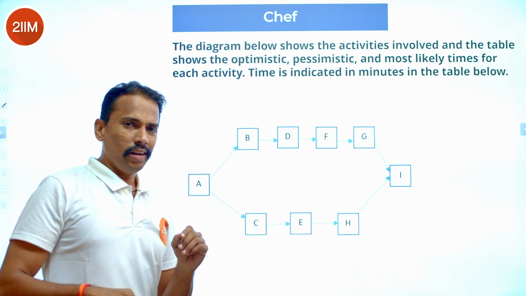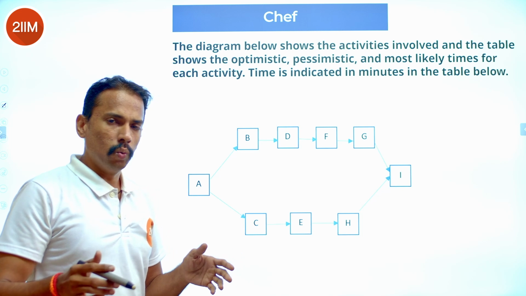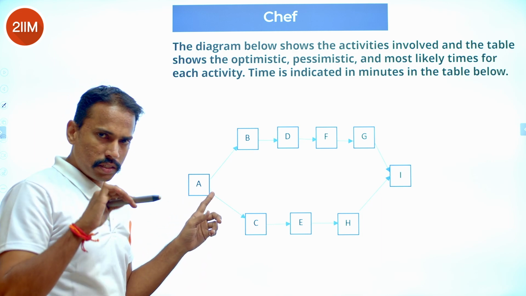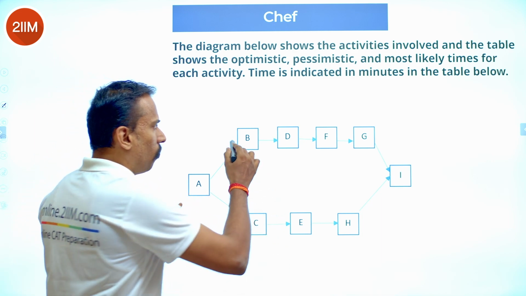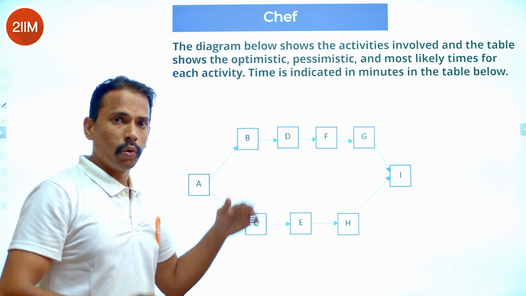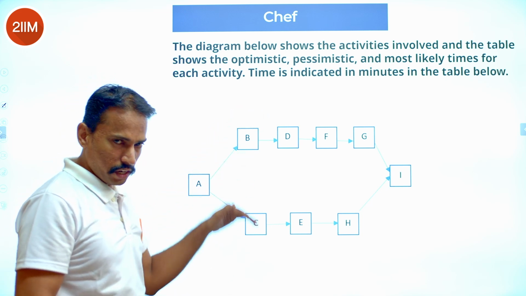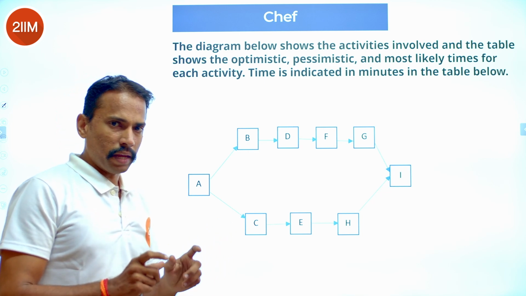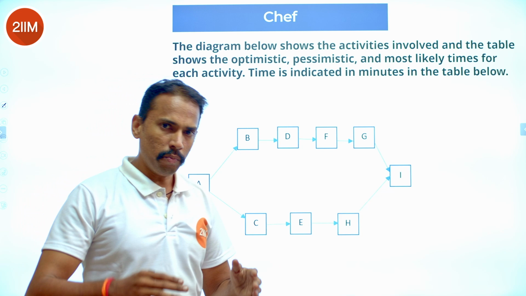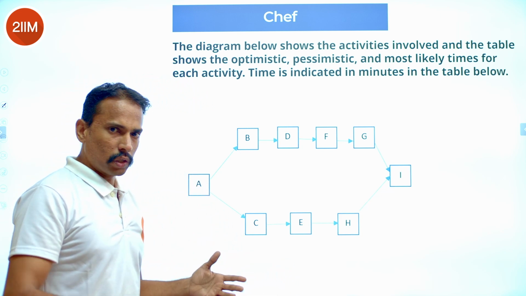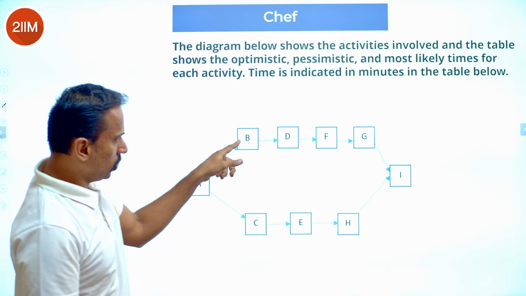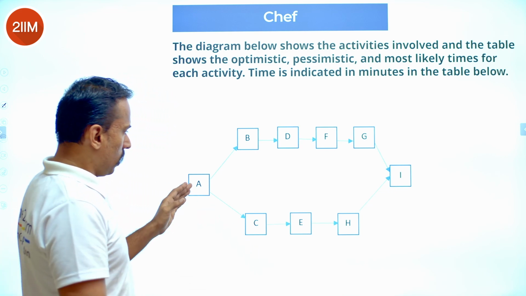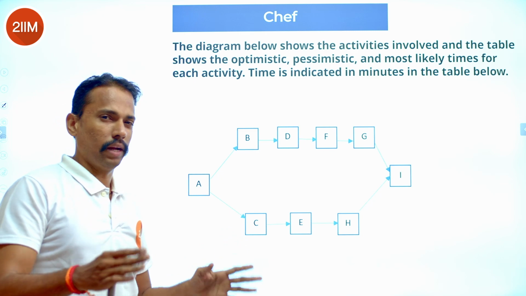So technically, if I want to calculate the total time taken to prepare a dish, it should be the time taken for A plus the time taken for this series or that series, whichever is going to be the longest, that we have to take into account, plus the time taken to finish I. We have to take the maximum time between these 2 series, because we are going to perform all the 9 activities anyway. So take these total timings and get the maximum of that, plus A's time plus I's time. This will give us the total time taken.